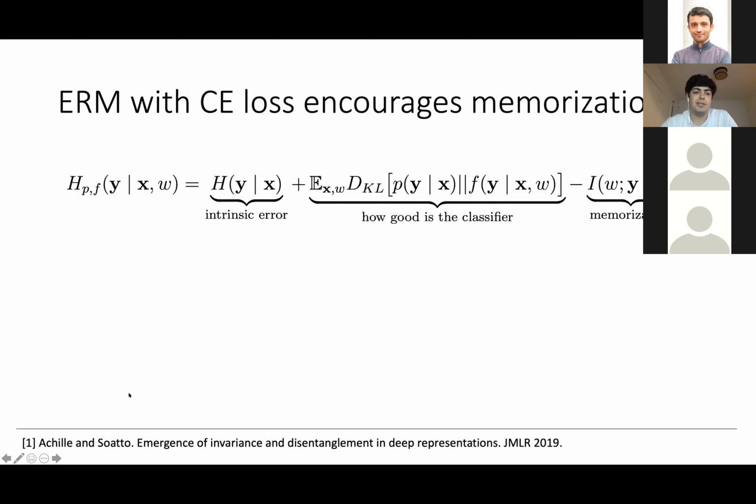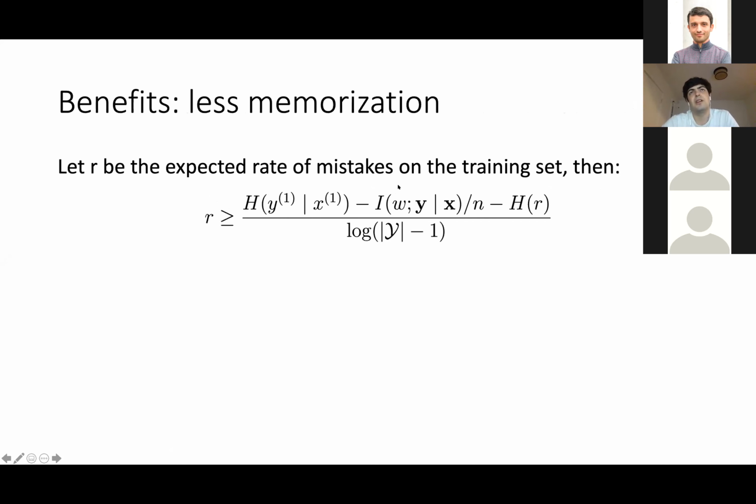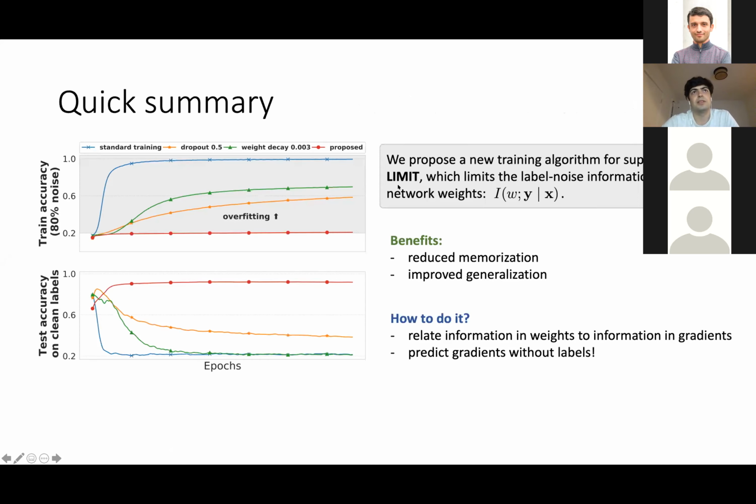Okay, the problem with this algorithm was described by Achille and Soatto in their very good paper. I recommend everyone to check that out. You can decompose this quantity into 3 terms. The first one is the uncertainty that is present in the labels. This has nothing to do with our algorithm or classifier.